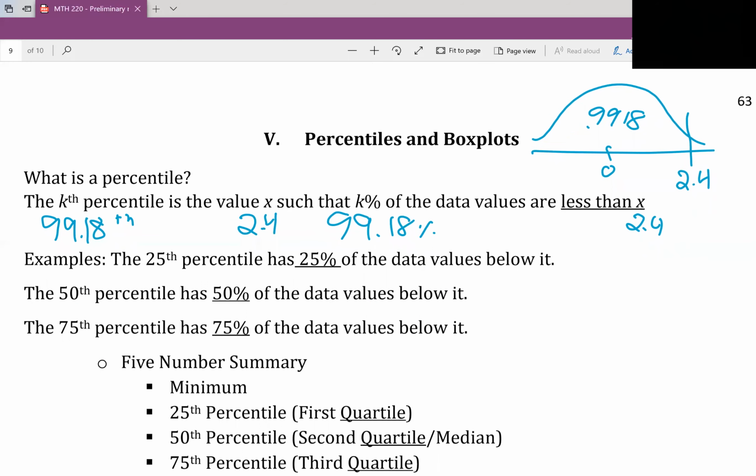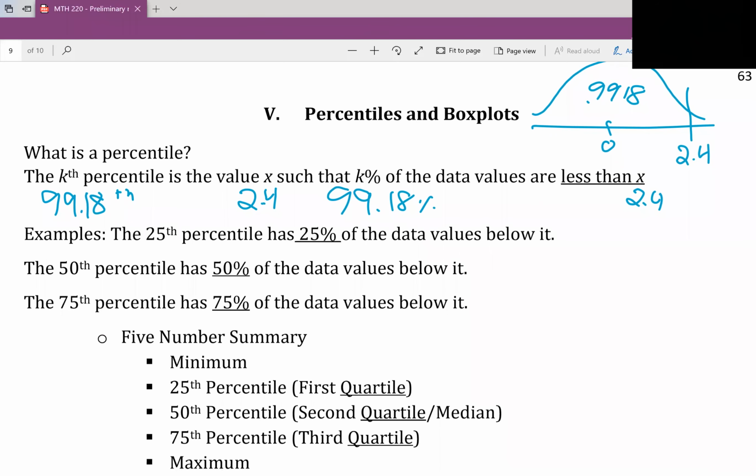The next part of the 5-number summary is the 75th percentile. This is the third quartile. And the last number in the 5-number summary is the maximum. This is going to be the largest number in our data set.